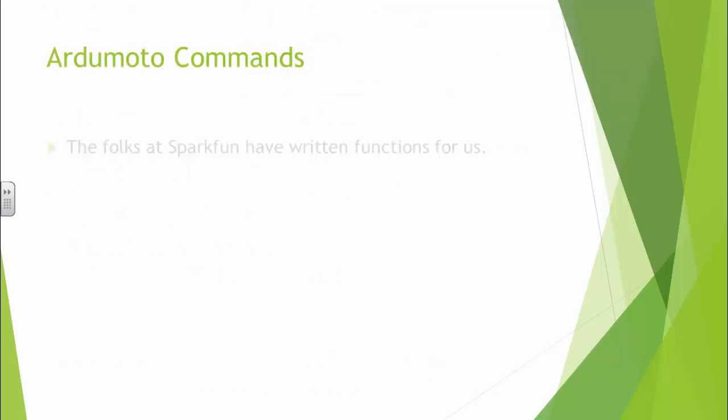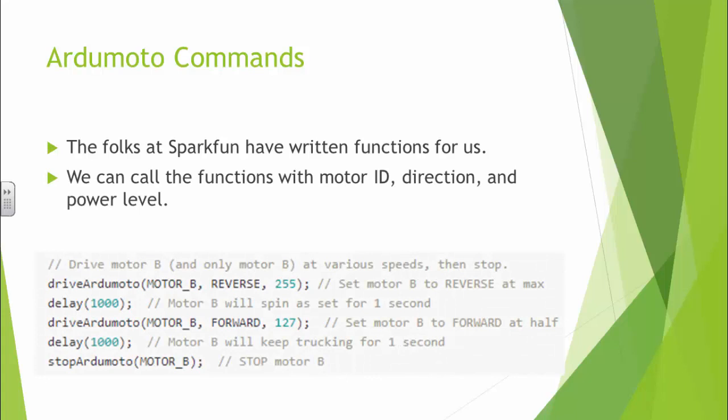So how do we control that crazy thing? Well, in fact, the folks at SparkFun have written functions for us to make it easier. It's really not that difficult if you don't use their functions, but their functions give us some very convenient commands. So they wrote our drive Ardumoto function for us that allows us to send 3 parameters to that function when we call it. We call it specifying which motor we want to move, which direction we want it to move, and what the power level should be.